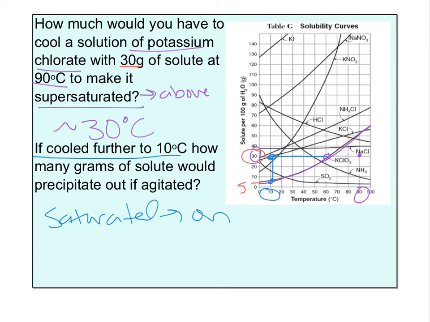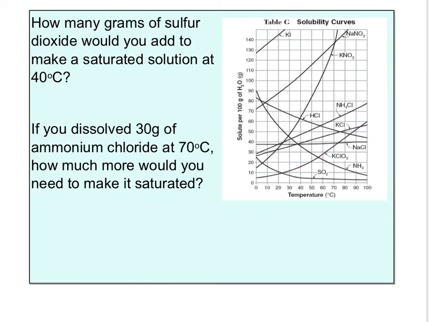So we would take the difference then. So we had 30, we ended up with 5, so 25 grams must have precipitated out. So if you were to actually do this, 25 grams of crystals would come out after you agitated it. All right, so let's try some other ones.